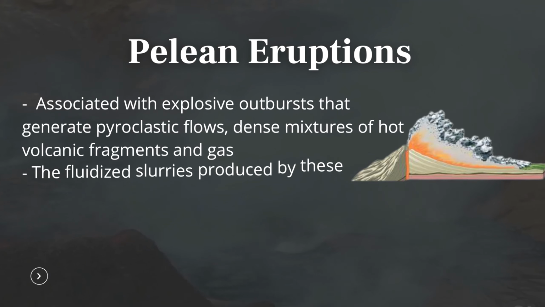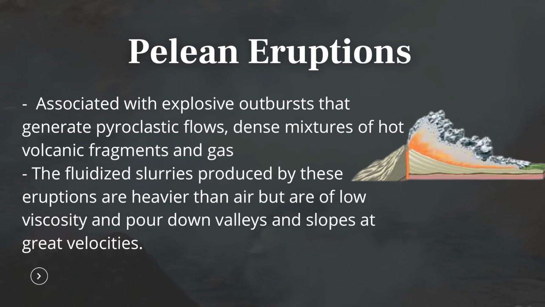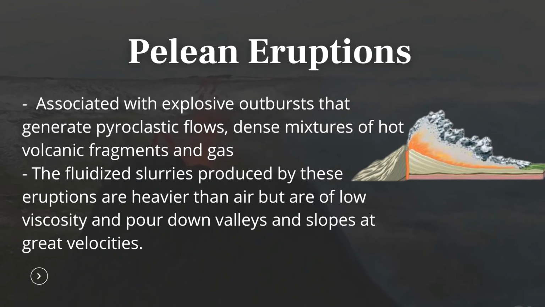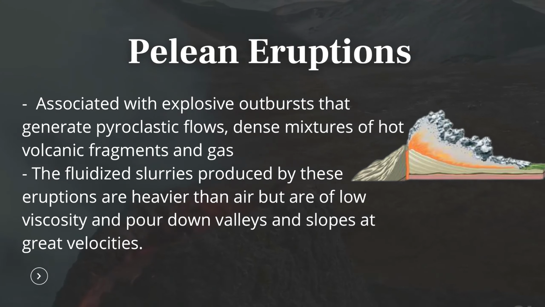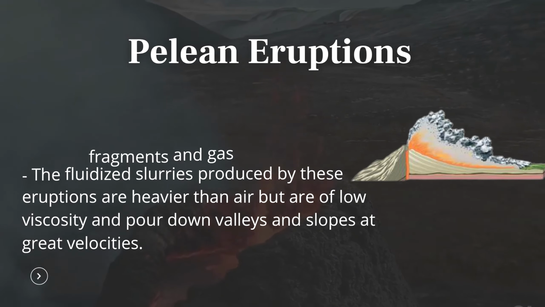Peléan eruption is associated with explosive outbursts that generate pyroclastic flows, dense mixtures of hot volcanic fragments and gas. The fluidized slurries produced by these eruptions are heavier than air but are of low viscosity and pour down valleys and slopes at great velocities. As a result, they are extremely destructive.